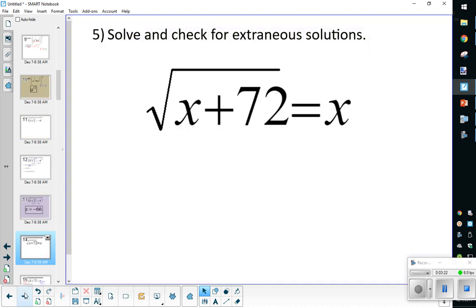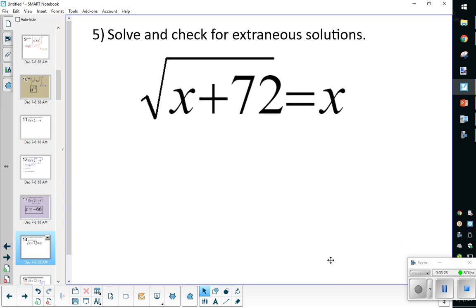Next one. Number 5 says solve and check for an extraneous solution: the square root of x plus 72 equals x. This is the tougher one. Okay, make sure you know what you're doing here. The square root of x plus 72 equals x.